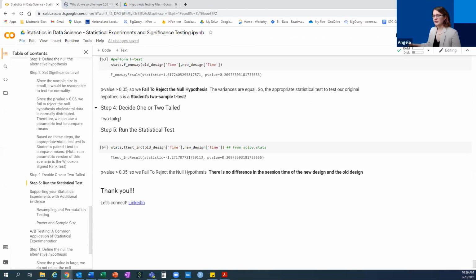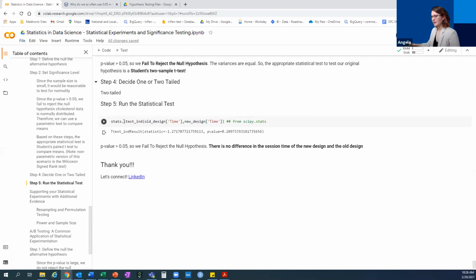We're just searching for a general difference, so we'll use a two-tailed test. Run our line of code from scipy stats, and we see a p-value of 0.21. So it's greater than 0.05. We fail to reject the null. There is no difference in the session time of the new design versus the old design.